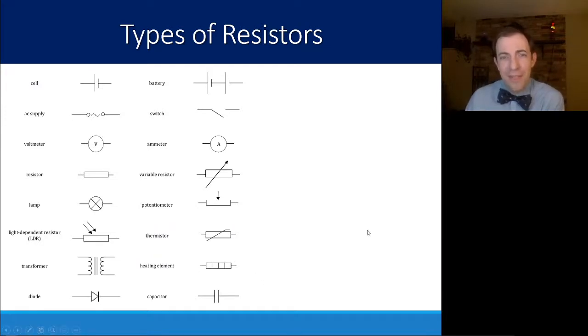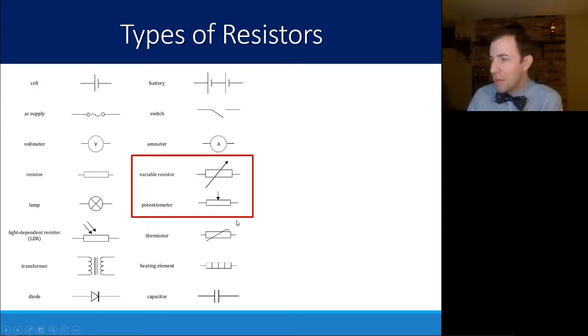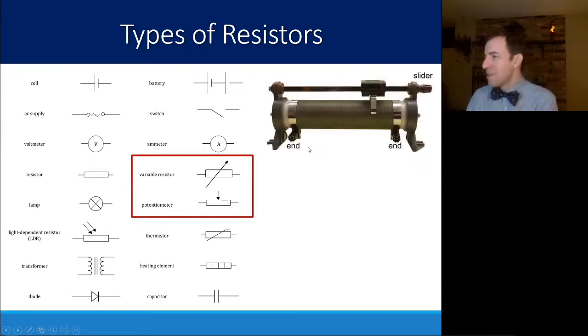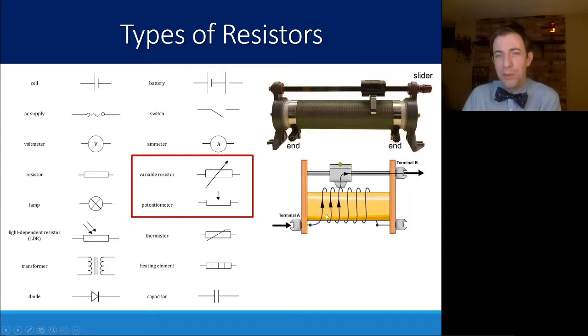Now, another type of resistor that we're going to see is something called a variable resistor. Another form of that is a potentiometer. And what that looks like is something like this. This is a potentiometer. It's basically just a big coil of wire wrapped around this cylinder. And there's this slider here that you can stop on the coil wherever you want. So basically, it allows you to choose the length of wire that you want to use. And remember, the longer the wire, the more resistance it has. So the more of this coil you allow, the more resistance this potentiometer is providing.